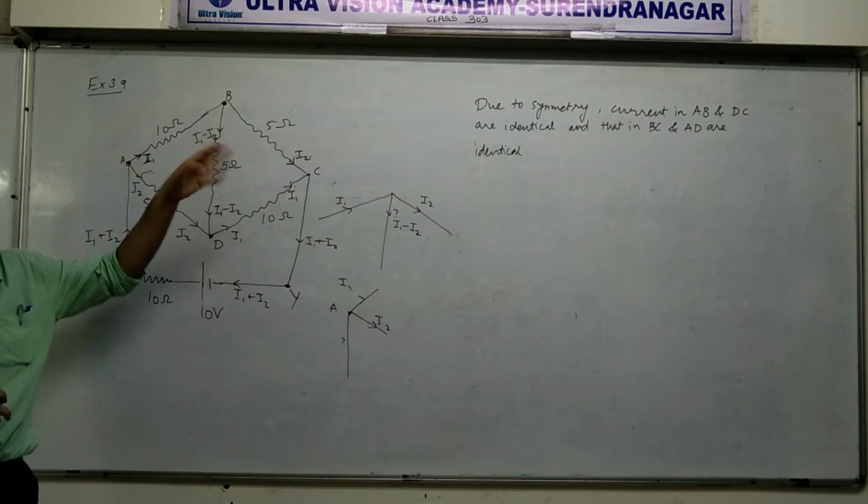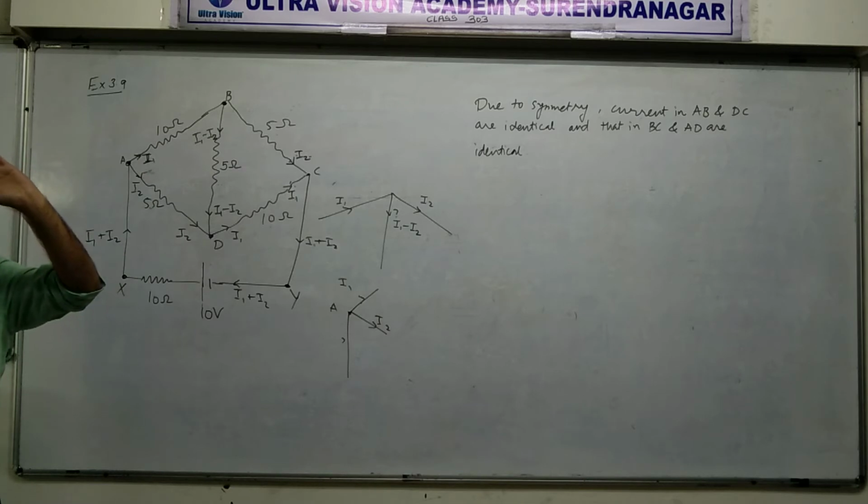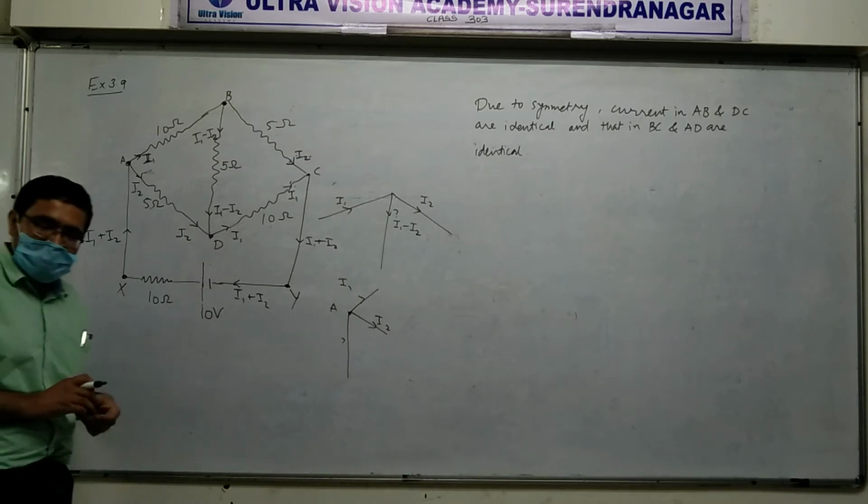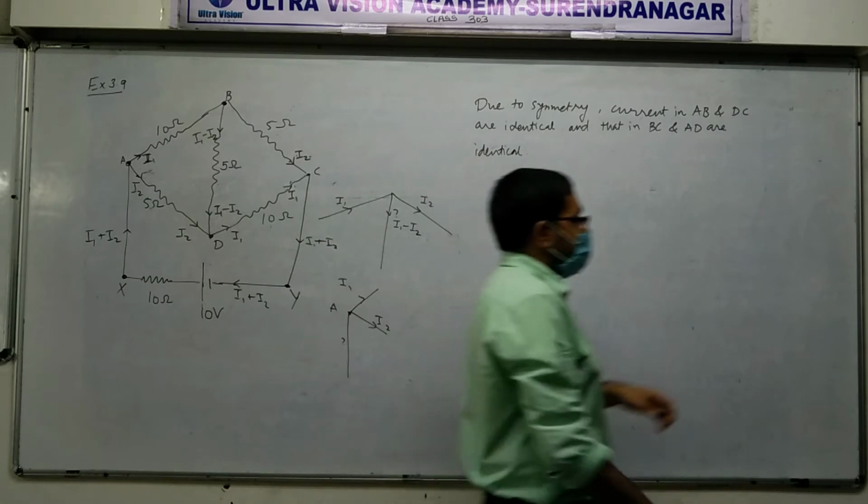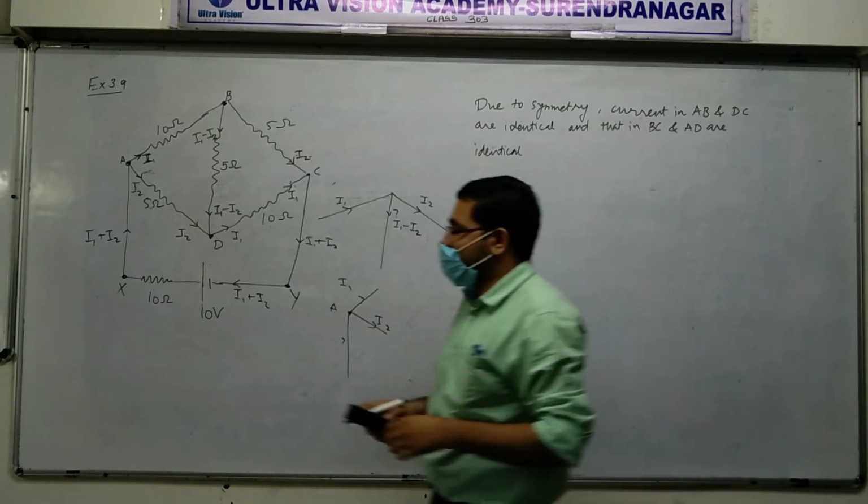I1, I2, I2 minus I1 going out like this. Understood? So the rest is very easy. Okay, I'll erase it from here.